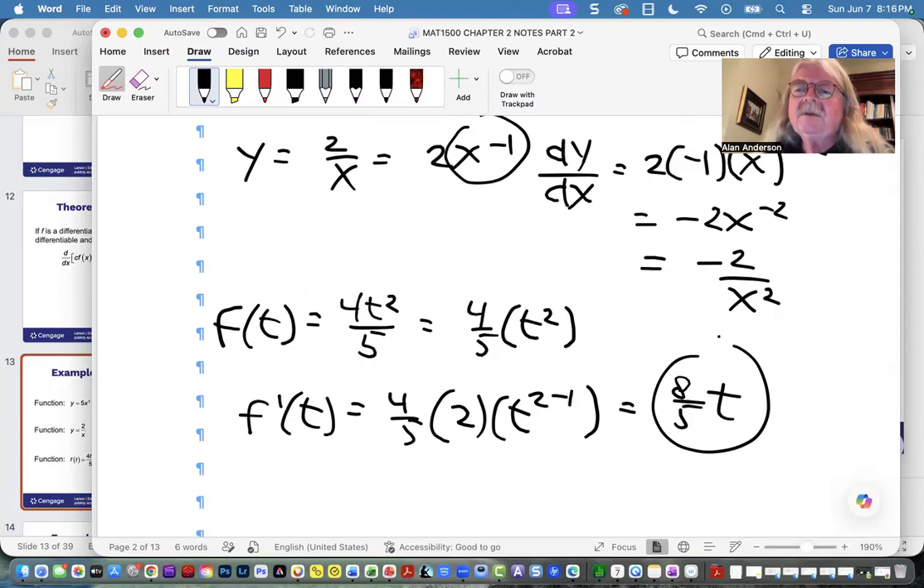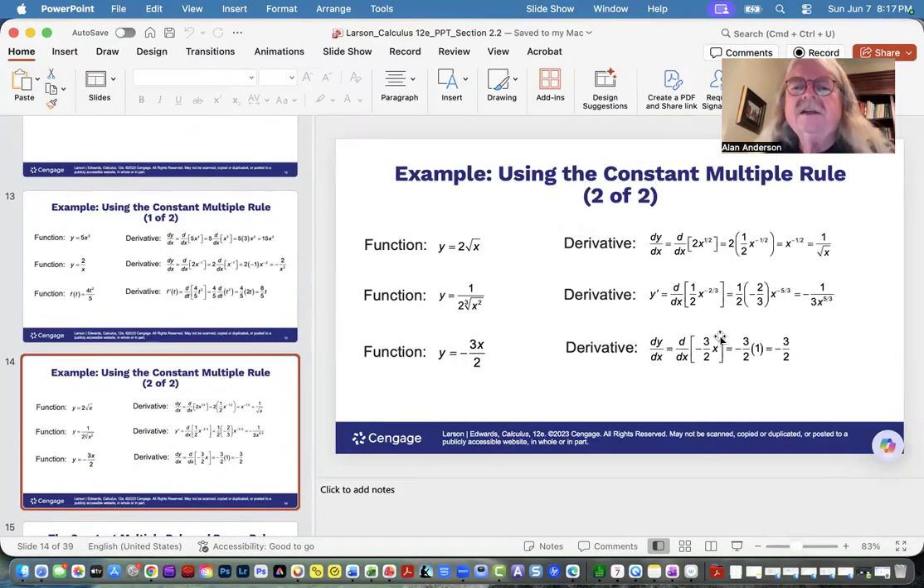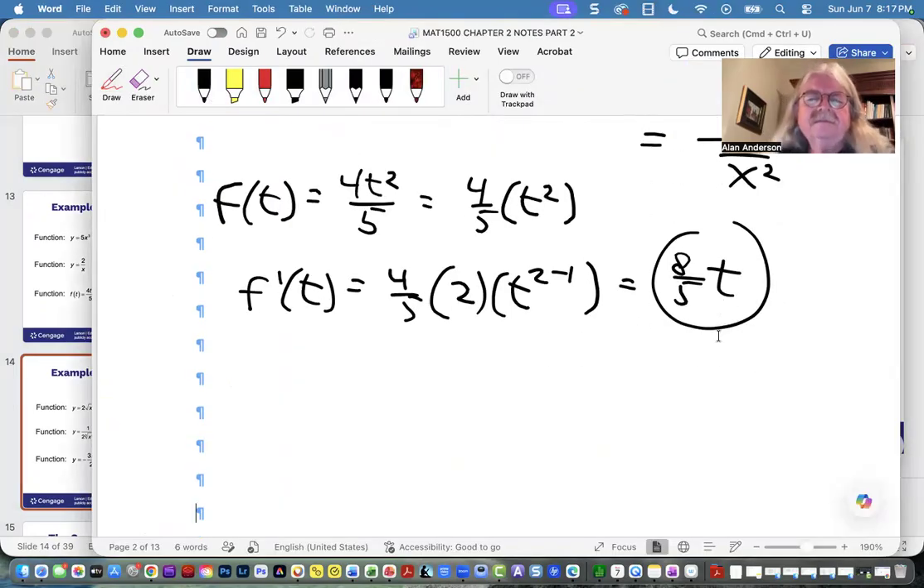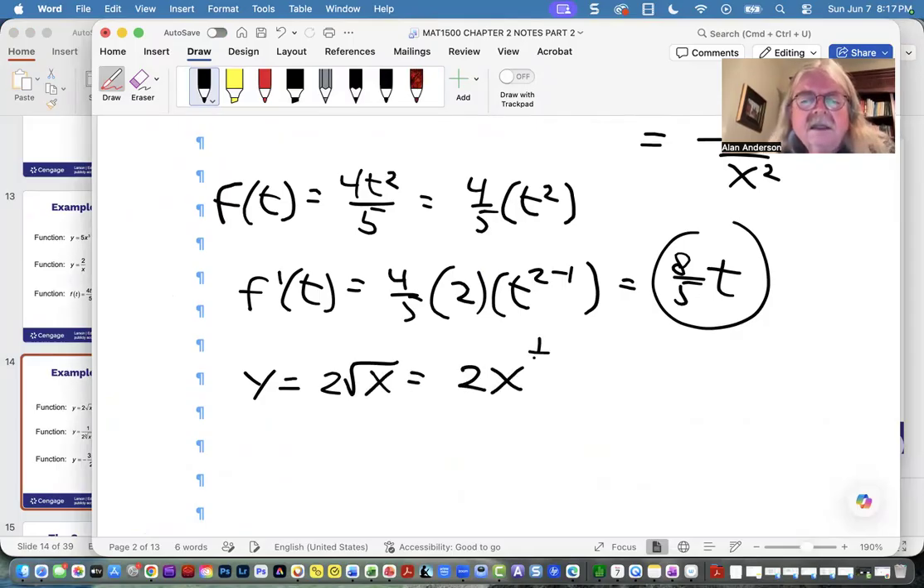Okay, now you'll get plenty of practice with this with the WebAssign problems, but this is the kind of thing you can learn with just more practice. Oh, they've got plenty more here. 2 radical x. So again, you should probably rewrite it like this so you can see that it is in fact the same rule.